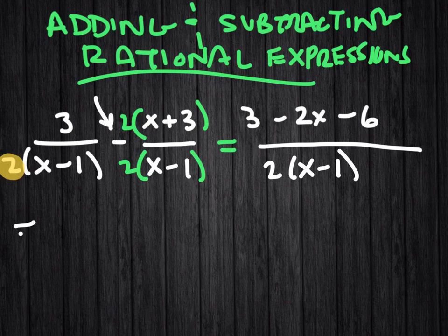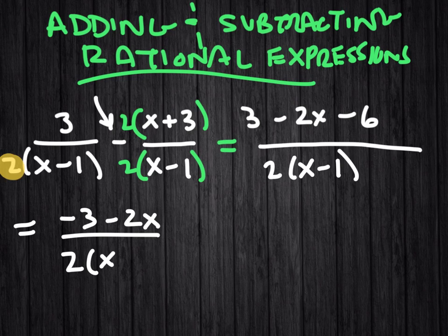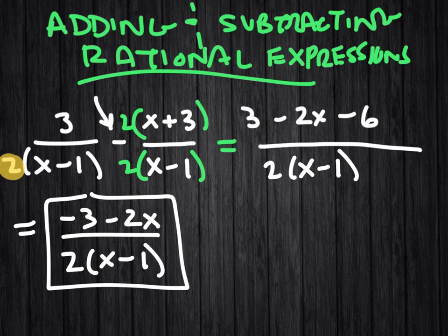And then we would group those together. So 3 minus 6 is minus 3 minus 2x, all over 2 times x minus 1, and this would be our final solution. The key is to keep an eye on the fact that this got multiplied in to obtain the minus 2x and the minus 6. Rational expressions, adding and subtracting, work just like you would fractions. If you follow those rules, things will move along nicely.